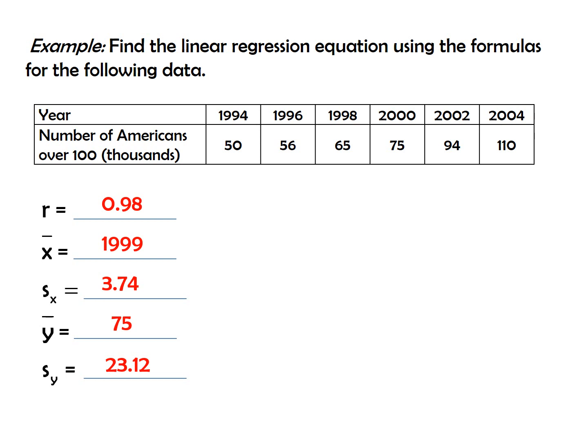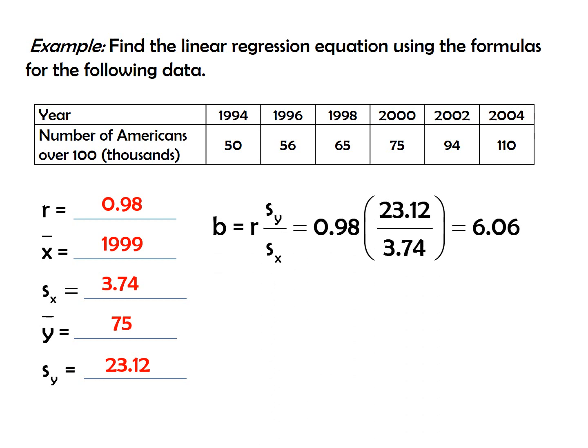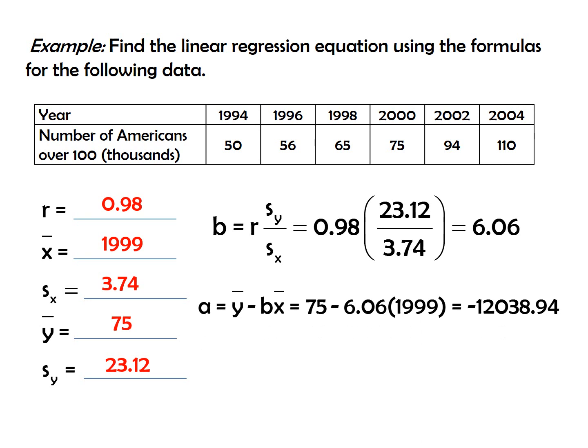So using these values, take a moment and put them into the formulas to calculate the slope and the y-intercept for this linear regression. So hopefully for slope you got 6.06. The y-intercept is negative 12,038. So our linear regression model is, if we predicted the number of Americans over 100, we would have this formula.